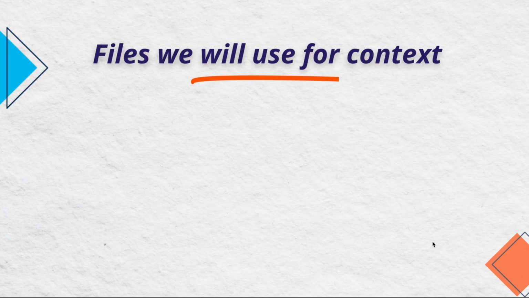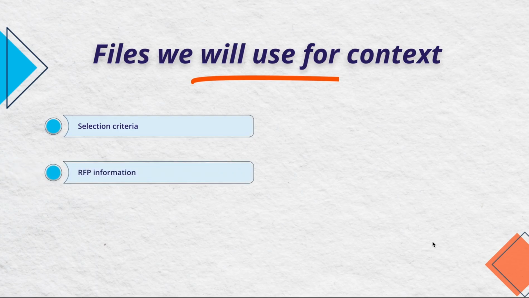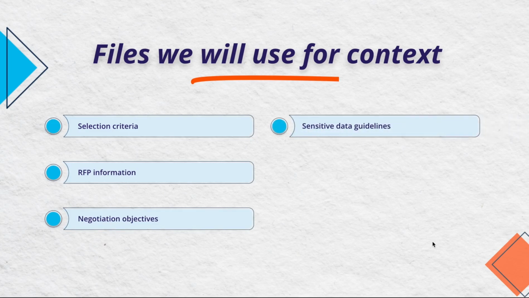So, as you've seen in the previous lessons, the more details you're able to give in your prompt, the better. We prepared some extra materials we will use throughout the following lessons. It is all tailored to the case of Alex, the senior procurement specialist. So, we will use a couple of files. The first one is selection criteria of the products and the raw materials he's sourcing, RFP information, negotiation objectives, sensitive data guidelines, and a file we can use to test removing sensitive information, and supplier performance data.